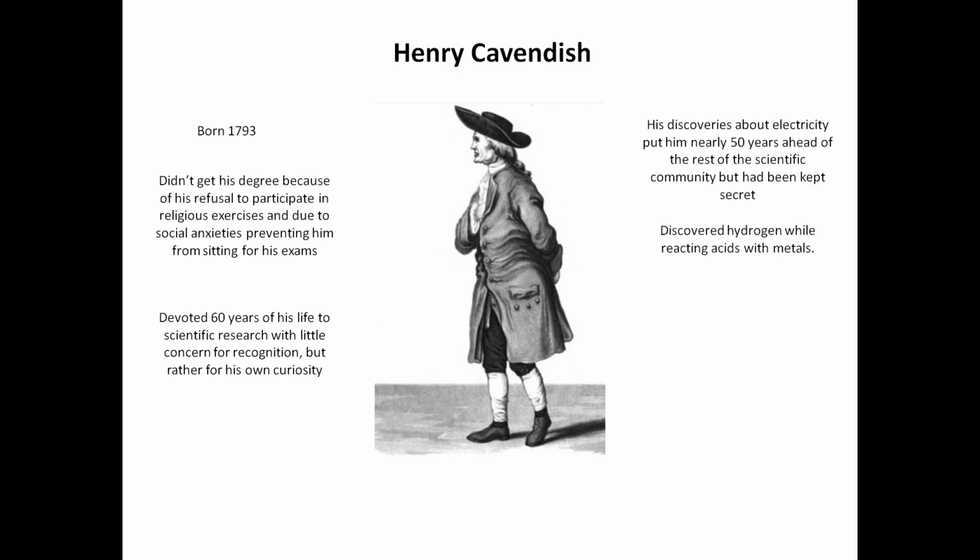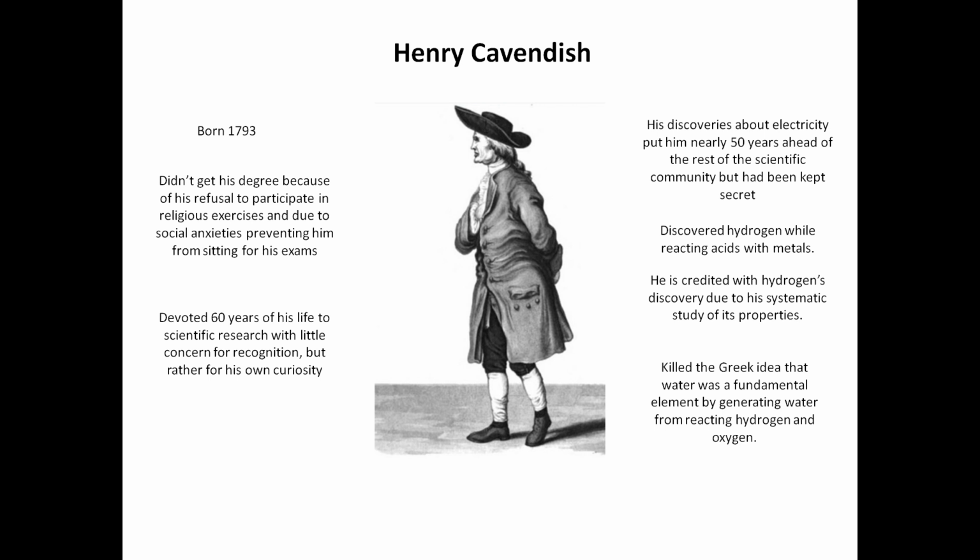In 1766, he communicated to the Royal Society some early research he had done on a gas that he had derived by reacting acids with metals. This gas turned out to be hydrogen. Although others had researched it as well, he was the first to study its properties systematically and was thereby earning the credit as hydrogen's discoverer. The gas was named thus by Lavoisier 20 years later. In 1784, he showed that by reacting hydrogen with oxygen, you could produce water, thereby dispelling for all time the old Greek idea that water was a fundamental element.